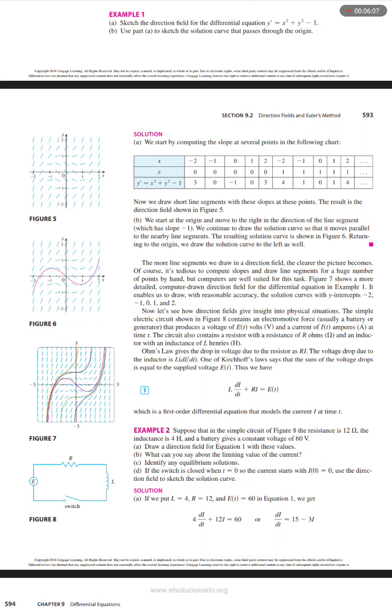Solution. Part A. We start by computing the slope at several points in the following chart. We have different rows.